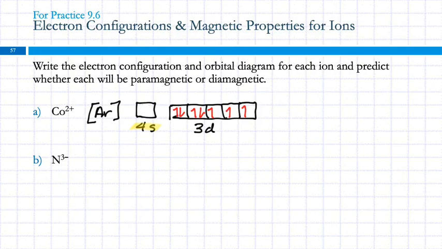And then I can write my electron configuration, because it also asked for that. So that would be argon, 3d7, right? It's the electron configuration. And then it says predict whether it's paramagnetic or diamagnetic. Well, I look at these electrons, and I see we've got 3 unpaired electrons. These are 2 by 2, and then we've got some that are not. So this one's paramagnetic.